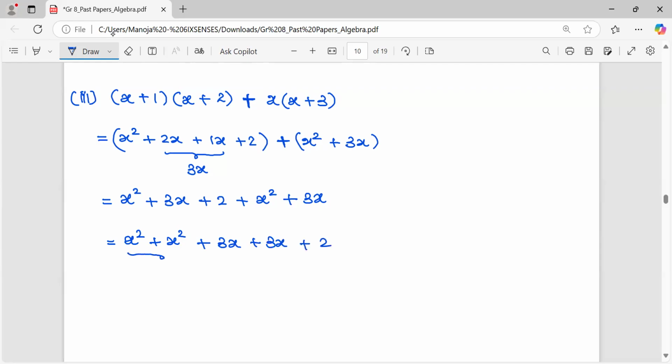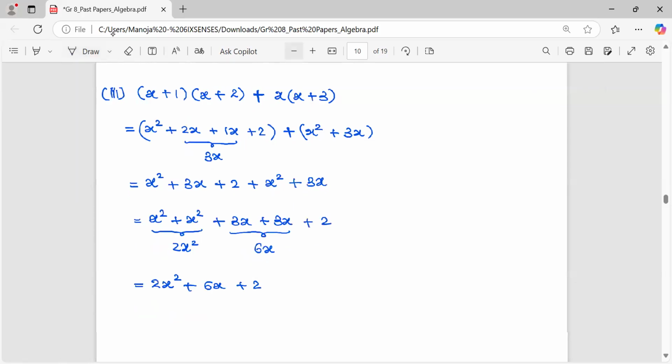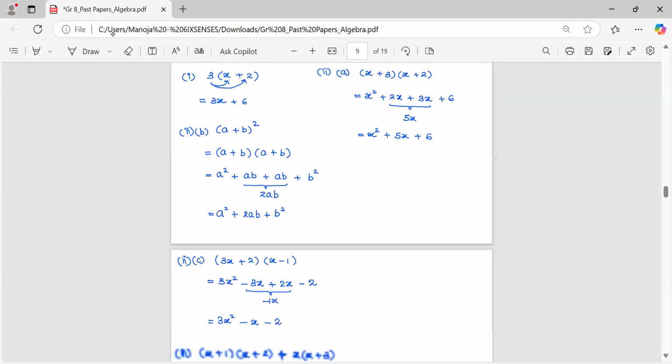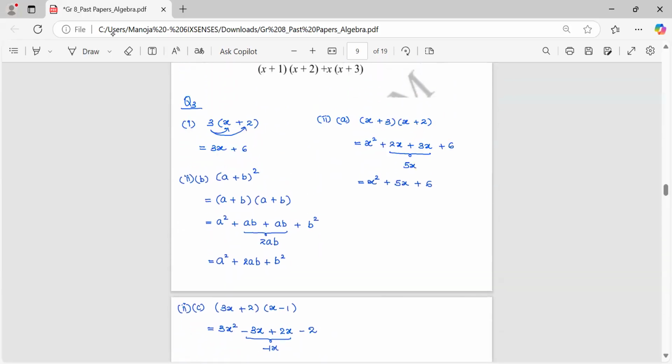So then the x squared and x squared is 2x squared. So then the 3x and 3x is 6x. So then you can write the final answer, 2x squared plus 6x plus 2. So then we'll check the answers for this question. You can see how I have shown them. So then I'll give you time, quickly check your answers.